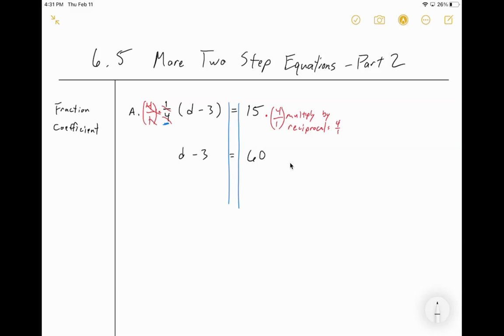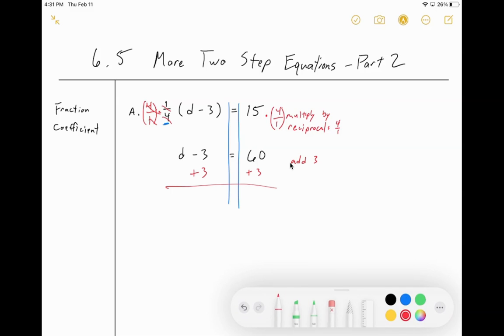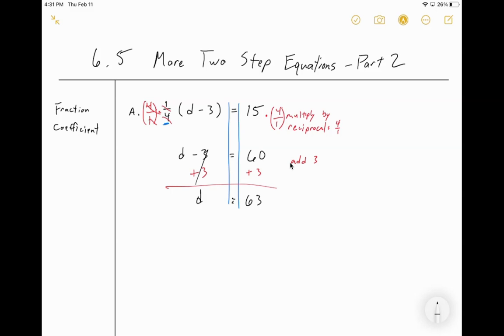All right, so we see what I did there? I got rid of that 1/4. First step, get rid of 1/4. Second step then is the last part, a real simple one-step equation where I say, okay, I know what to do now. I see this is a minus 3, so I'm going to add 3 on both sides. And what am I left with? I've got d is equal to 63.